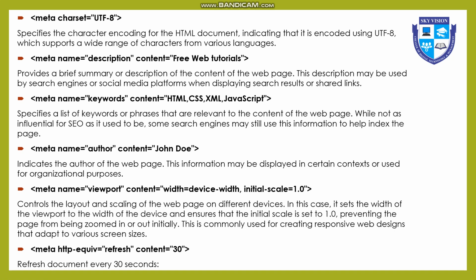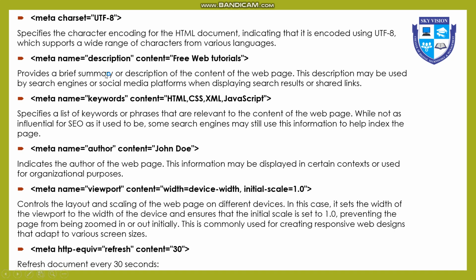Search engine optimization means, when people are searching for anything related to shopping, and suppose I have a shopping website, my website should come first. So we can add different types of metadata, like meta charset UTF-8, which specifies the character encoding for the HTML document, indicating that it is encoded using UTF-8. It means we can use different types of characters like alphabets ABCD, numbers, and special characters. We can add a lot of characters inside my website.